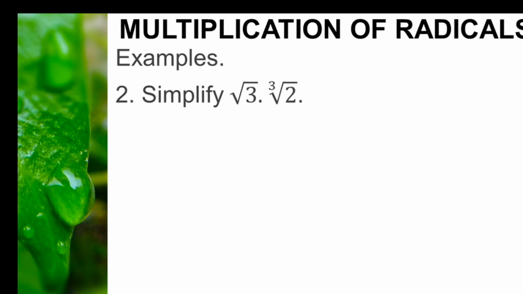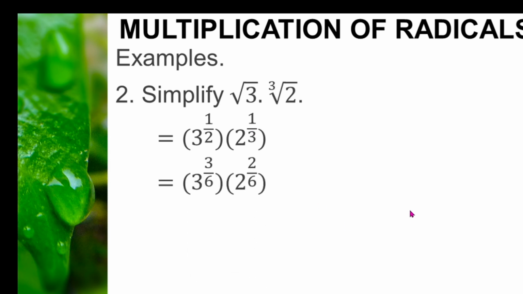Next, simplify the square root of 3 times the cube root of 2. So like the usual, since the indices are not the same, we need to change them to expressions with fractional exponents. So therefore, we have 3 raised to 1/2 times 2 raised to 1/3. Then we change the fractional exponents to equivalent fractions. Therefore, we have 3 raised to 3/6 times 2 raised to 2/6.